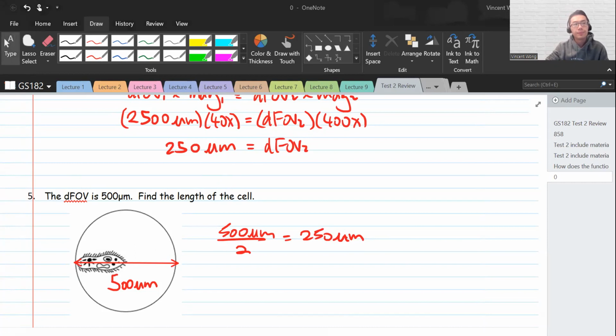Sir, do you have to eyeball like this, like how many cells you can fit? Yeah, you can just eyeball it. You don't have to do the ruler thing we did in class. Okay, thank you. Just do that. Okay, that's that.